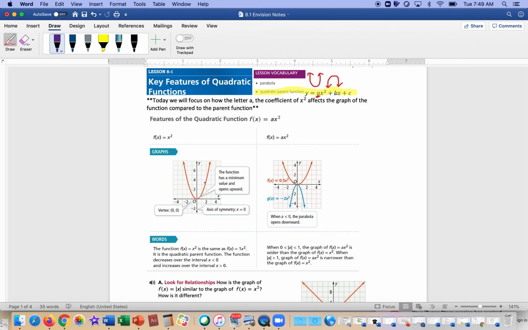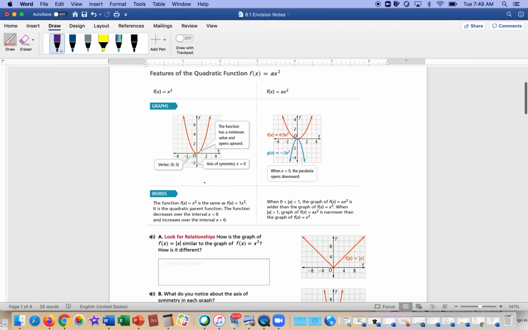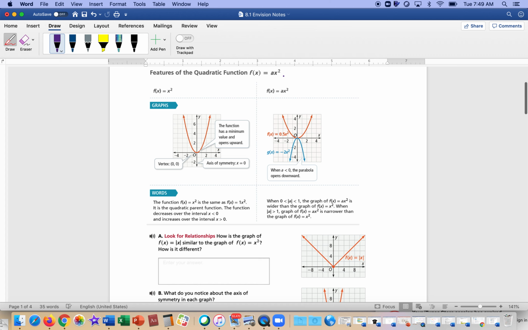So if we scroll down and look at some graphs, we're not going to write bx plus c, but we know it's quadratic because the power is 2. So there's going to be a coefficient in front of x squared, and if you don't see a number like 2 or negative 0.4, you always know it's a 1. But because the power is 2, we know it's a quadratic, and we know it has the U shape.